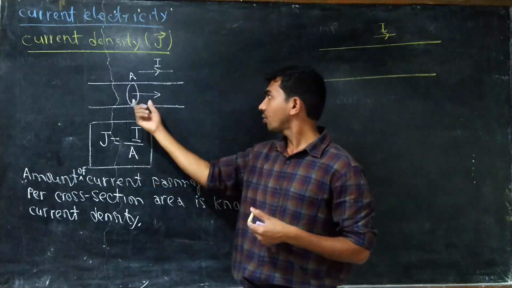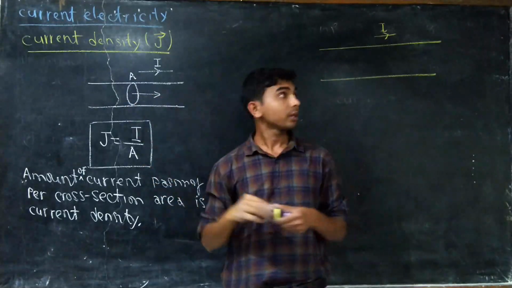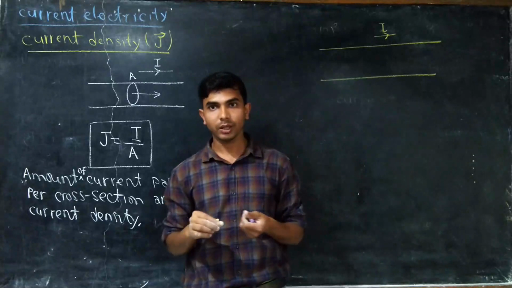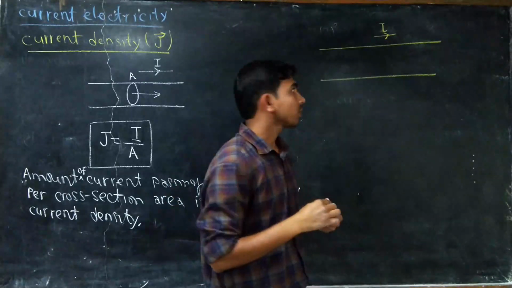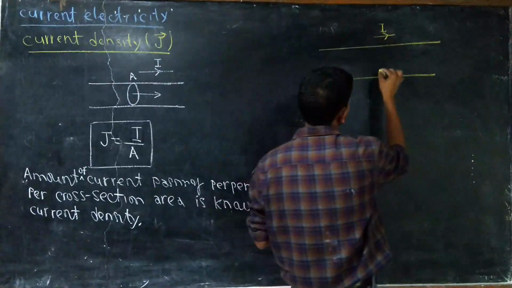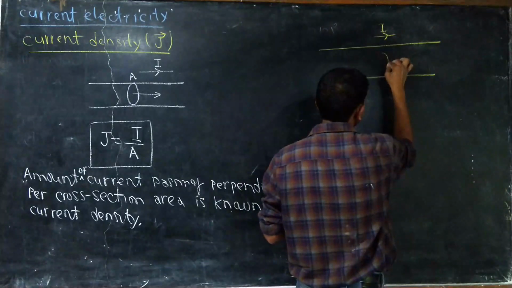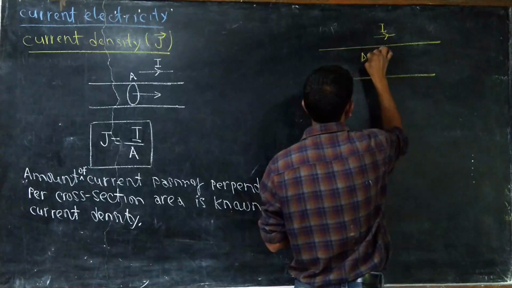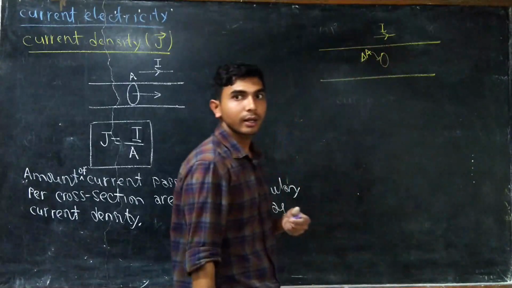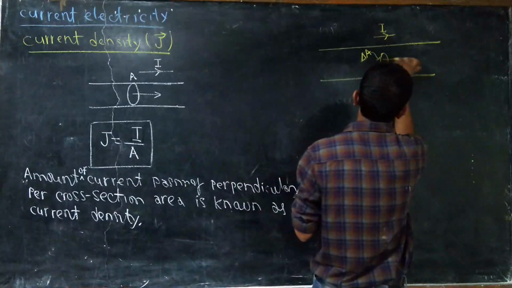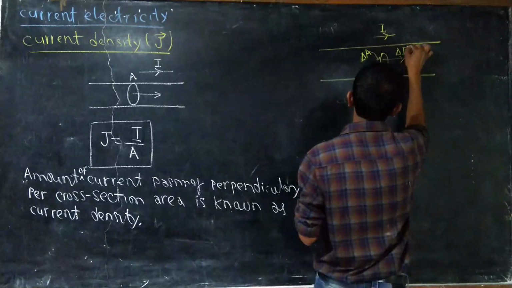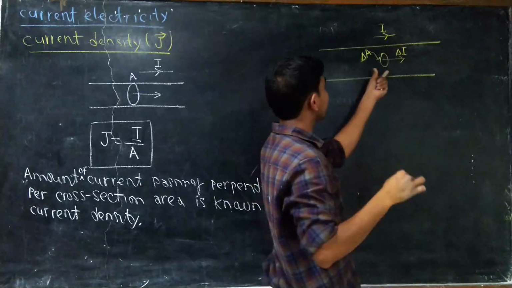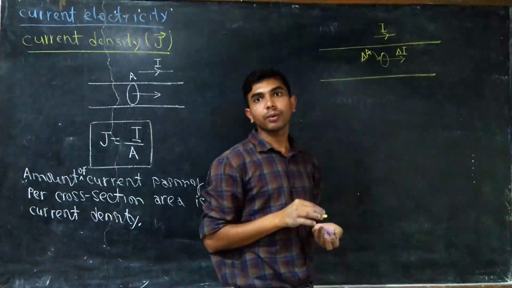In the previous one, the current was uniform, but here the current is not uniform. Suppose I consider an area here. This area is delta A, and the current passing through this area is delta I. So what will the current density for this area be?